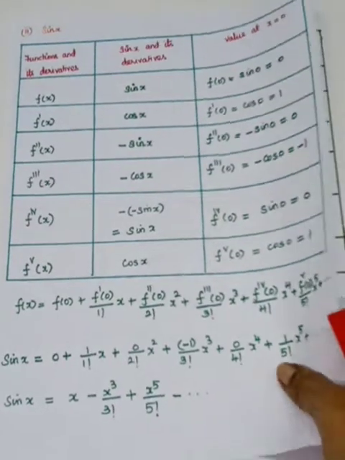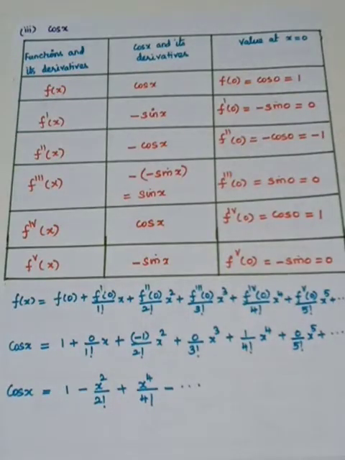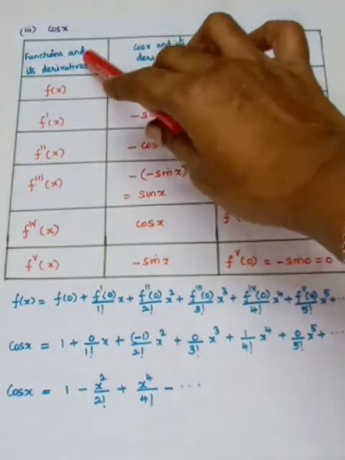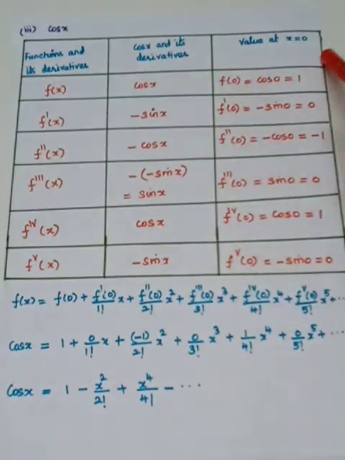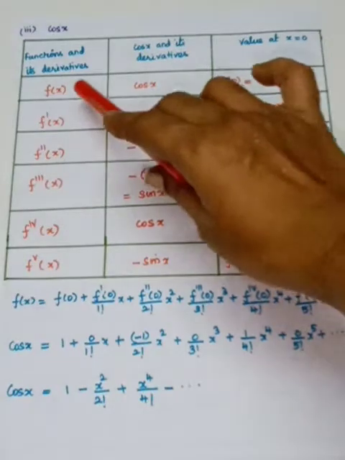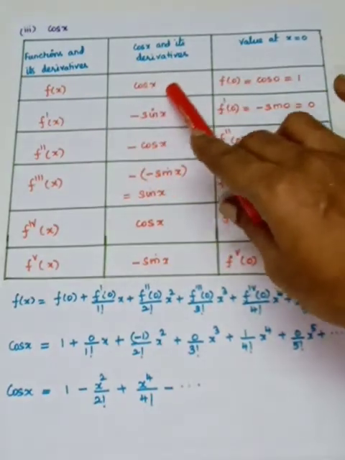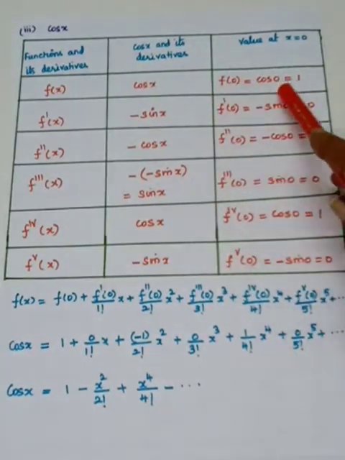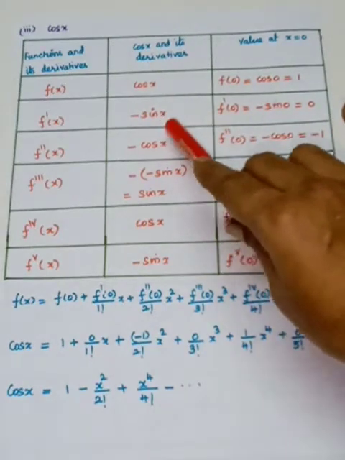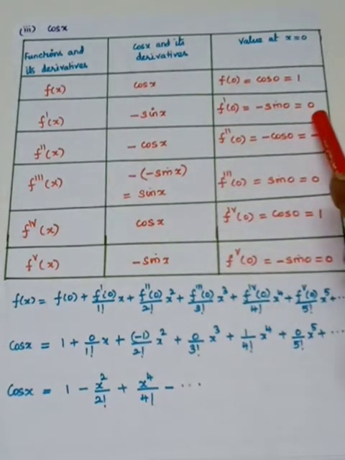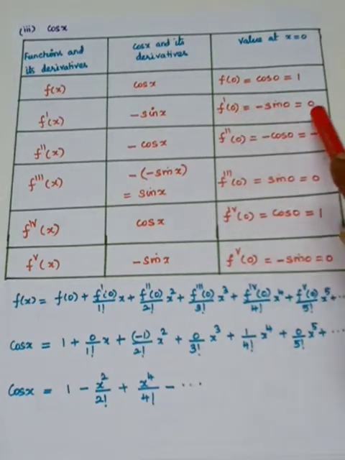Okay, so we will go for the next problem. It is the Maclaurin series expansion of cos x. In the same way, you have to do the tabular column: function and its derivative, here cos x and its derivative, value at x is equal to 0. So f of x is equal to cos x. We have to substitute, f of 0 is 1. The differentiation of cos x is minus sin x. So when you substitute x as 0 here, it will become 0.